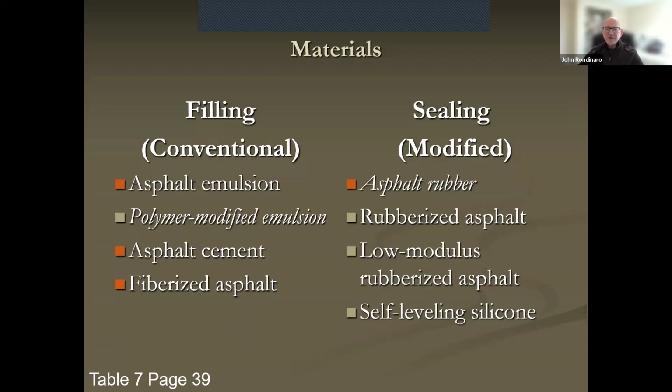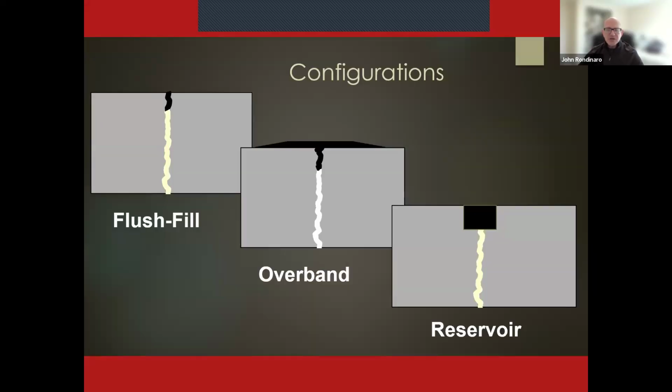And on the sealing side, you've engineered that material, you've added a polymer typically, or some sort of rubberizing agent, and that's going to be giving you the ability to handle those moving cracks. Configurations are pretty standard. You can either flush fill it, you can overband it, and you can cut in a reservoir with some sort of cutting tool or router. And that's the preferred method.